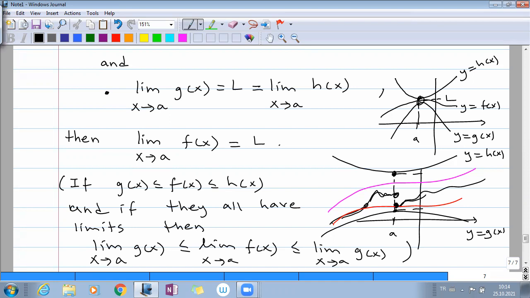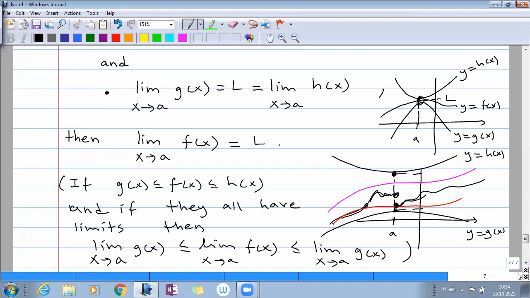Just because it is sandwiched between two functions which have a limit at a doesn't guarantee that f itself has a limit. The sandwiching functions must have the same limit at a, for all three functions.